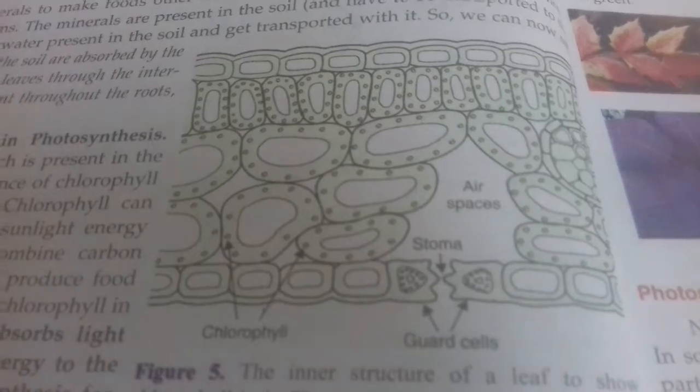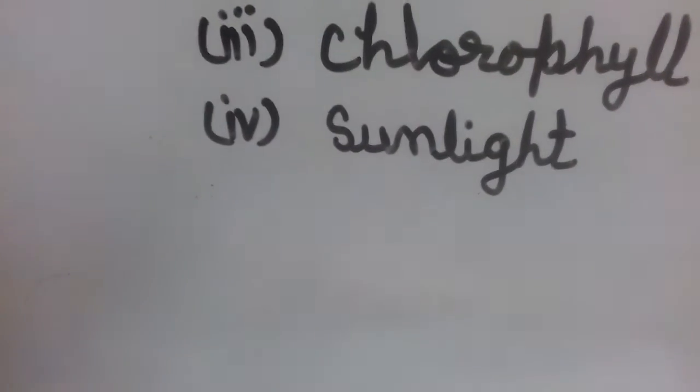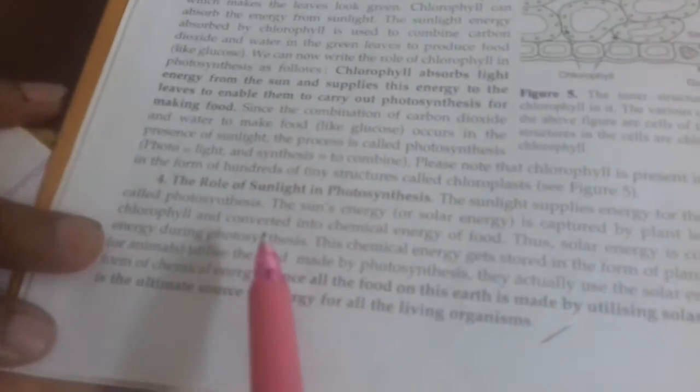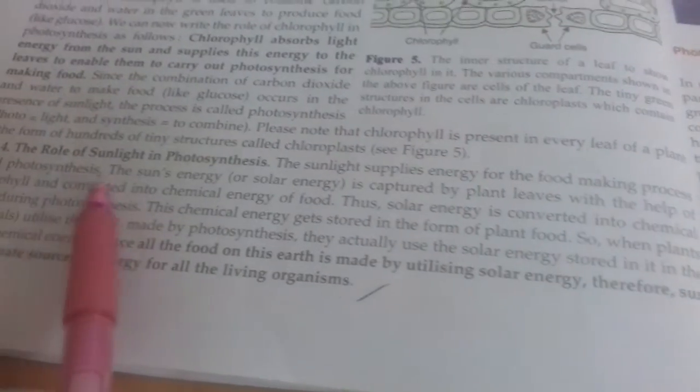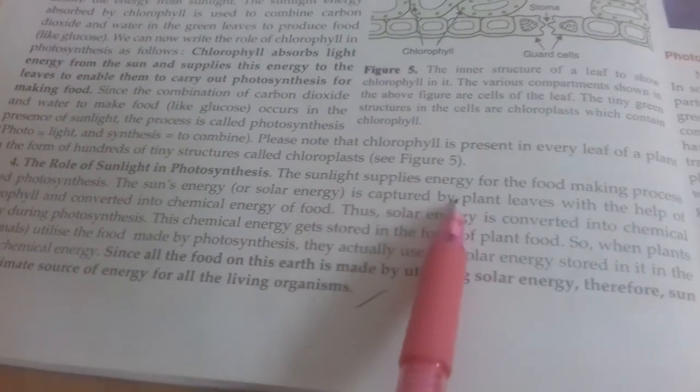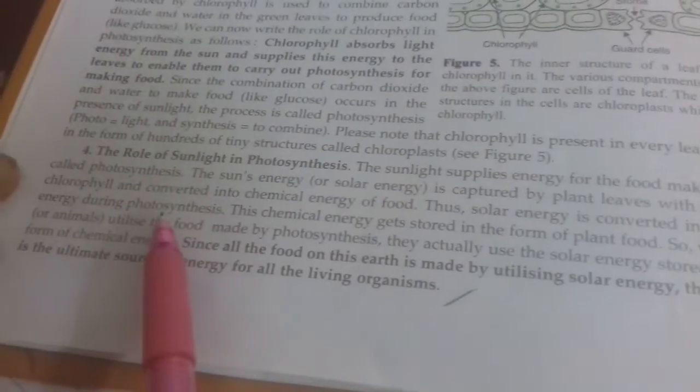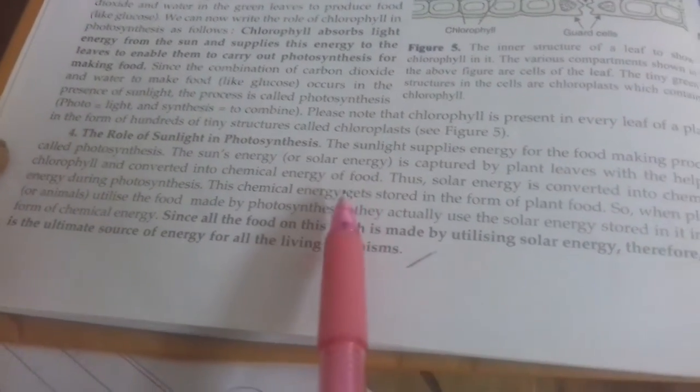Now the fourth one is sunlight. What is the role of sunlight in photosynthesis? The sunlight performs the main role in photosynthesis. The sunlight supplies energy for the food making process called photosynthesis. The sun's energy is captured by the plant leaf with the help of chlorophyll and converted into the chemical energy of food. Thus, solar energy is converted into chemical energy during the process of photosynthesis.